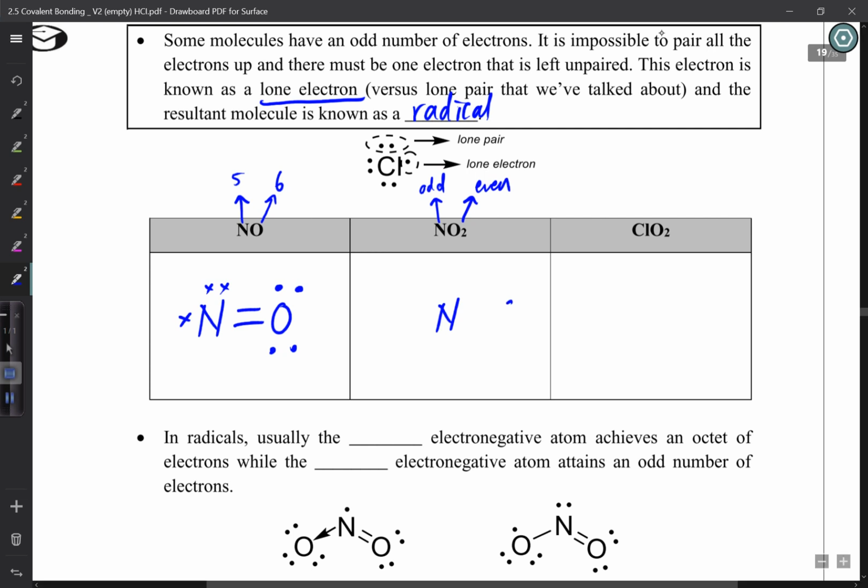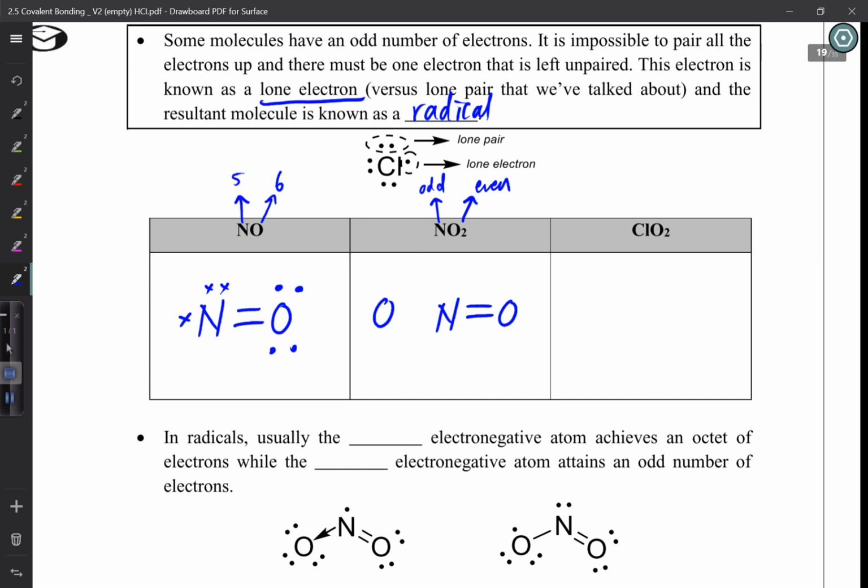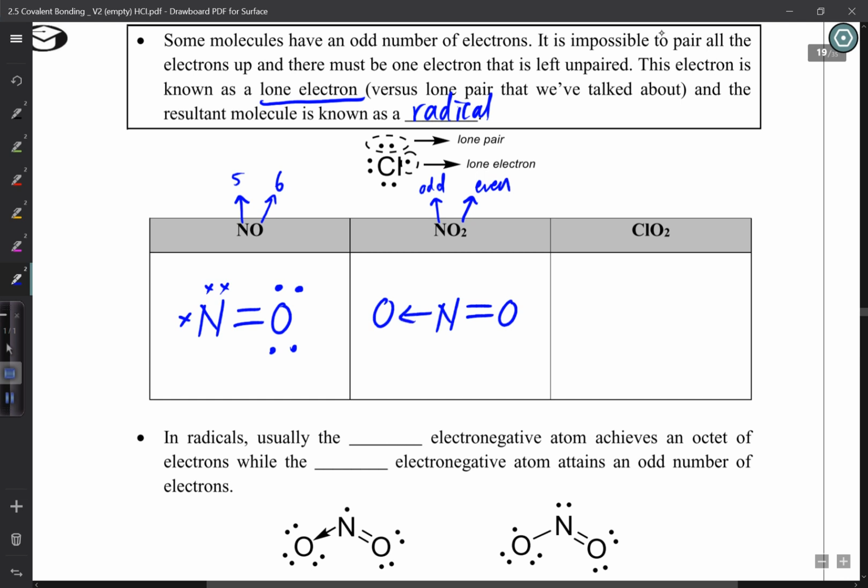As long as the total number of valence electrons is an odd number, there's at least going to be 1 radical. It must be a radical. You can only have 1 radical. So in this case, this is the structure of NO2. You can see that once again, this central nitrogen, how many electrons does it have around it? 7, right? Around this nitrogen there are 7.